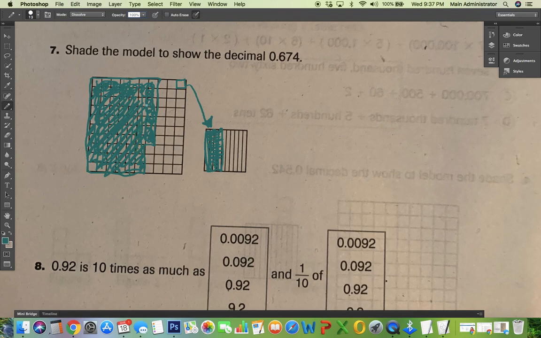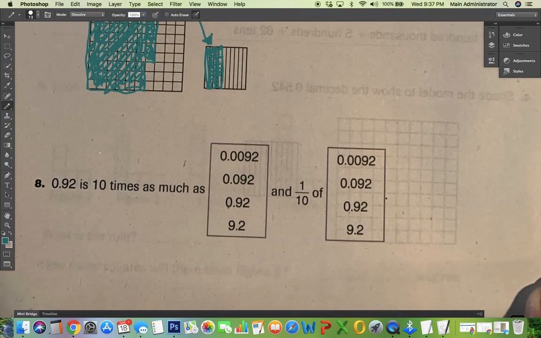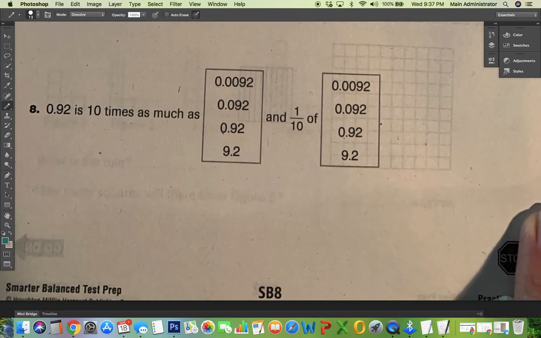Okay, so that would be 674 thousandths. Let's take a look at number 8. Kind of similar to the one before. 92 hundredths is 10 times as much as, so I know that 10 times as much as, I'm going to have to move my decimal this way because this number should be smaller. So I'd move my decimal once because it says 10 times as much. So it would look like this one.